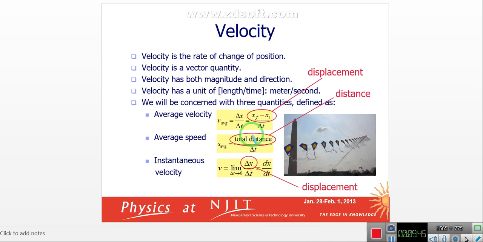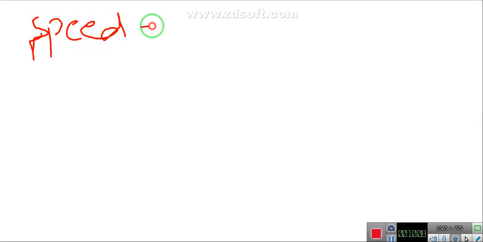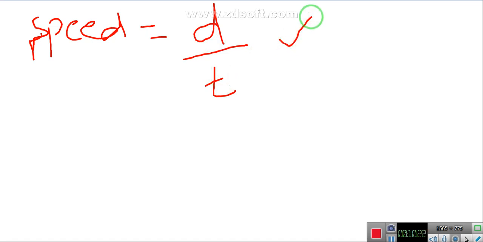So now coming to the velocity. First of all we need to study speed. So what is speed first? Speed is equal to distance covered per unit time. This is the distance, not the displacement. So distance covered per unit time is called speed. Same definition for velocity, but for velocity we will use displacement.